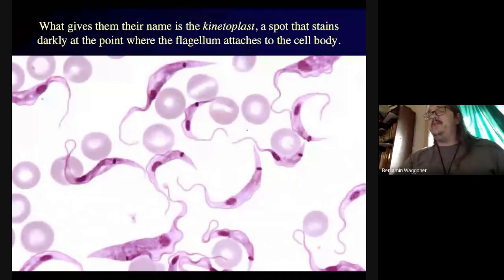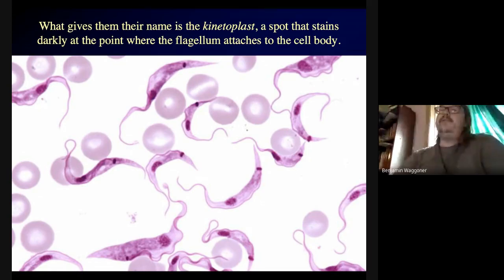Right where the flagellum attaches to the cell body, there's a darker spot, smaller than the actual nucleus. The nucleus is more or less in the middle of the cell. The darker spot is right where the flagellum emerges. The darker spot is called the kinetoplast. That's why trypanosoma and others are classified in a group called the kinetoplastids.